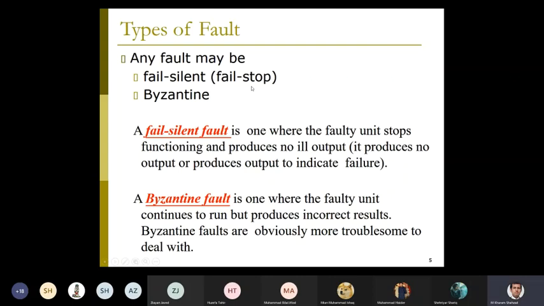So any fault may be categorized as related to fail-silent or Byzantine. Okay. So what is the difference between fail-silent and Byzantine? Does anyone know from previous coursework or lectures? So maybe you may have heard about Byzantine fault. Okay, if not, let me explain.